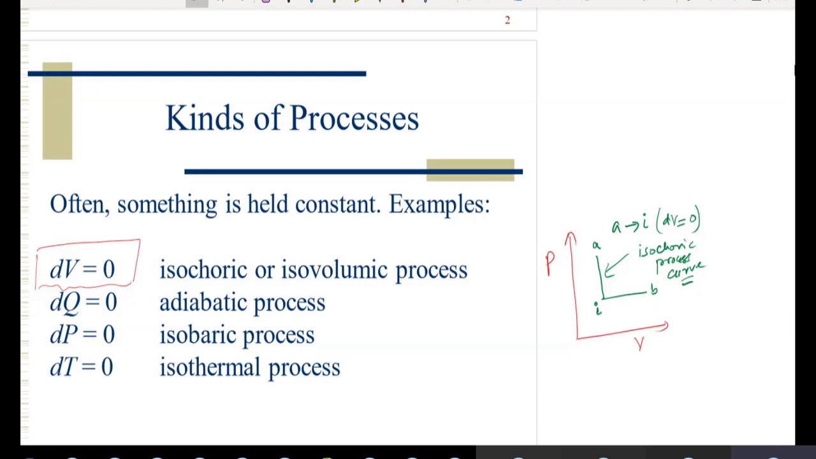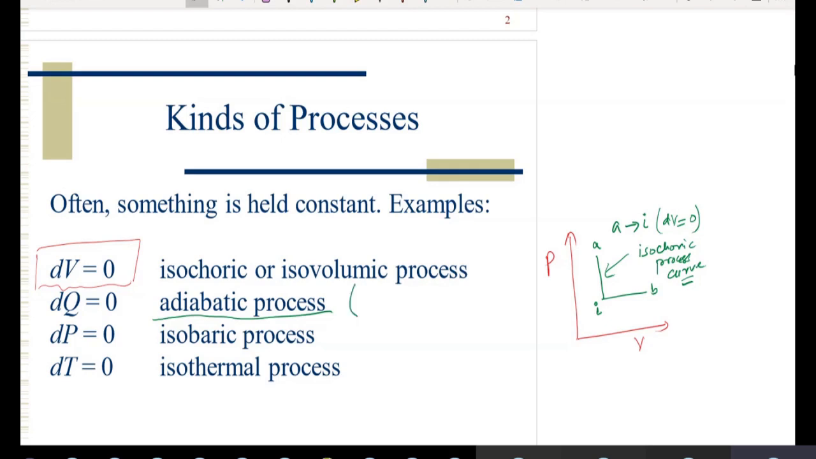So the second process is the adiabatic process. That is a very important process in thermodynamics. We have to use this several times later in the course. So you will learn about this process more and more as the course progresses. And this is the process where we cannot add heat to the system or remove heat from the system. So dQ, the change in heat, is 0.